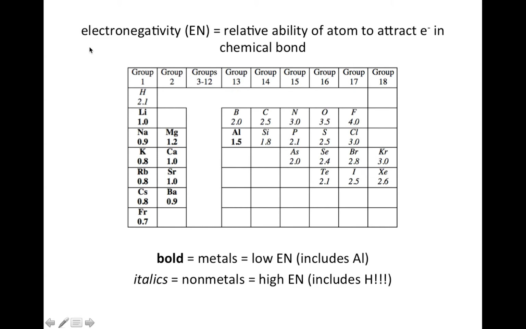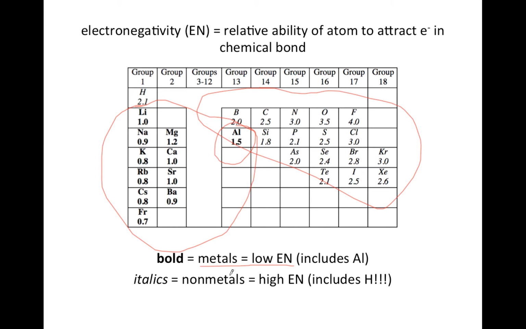Electronegativity is the relative ability of an atom to attract electrons in a chemical bond. If you look at the periodic table in the lower left, the elements are called metals, and you'll see they have a relatively low electronegativity. Aluminum, by the way, is considered part of that group, so remember that in the next couple of slides. And the elements in the upper right, you'll see have a relatively high electronegativity.